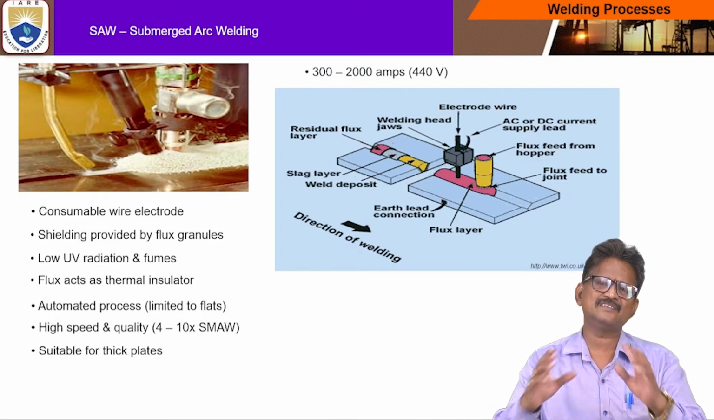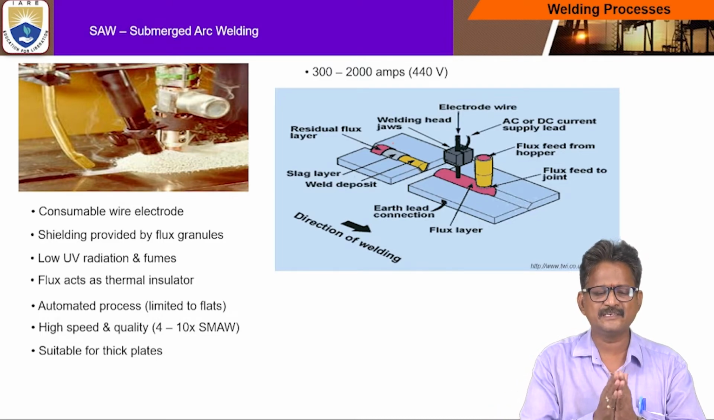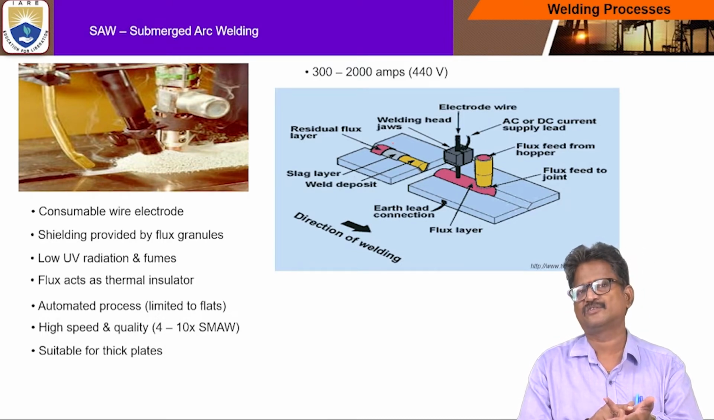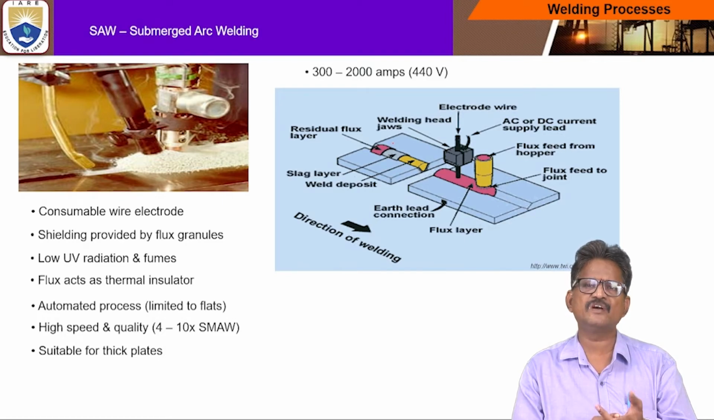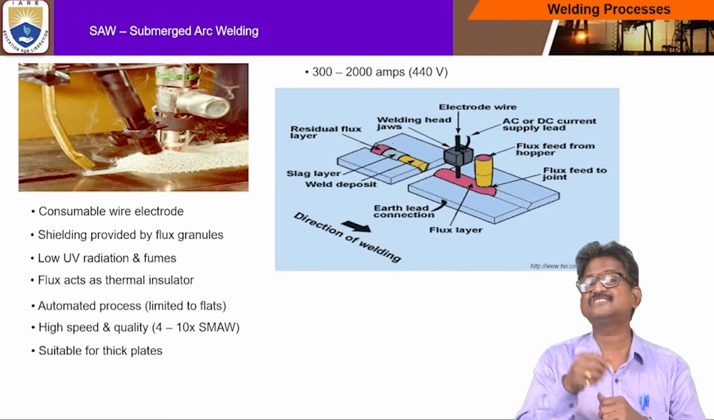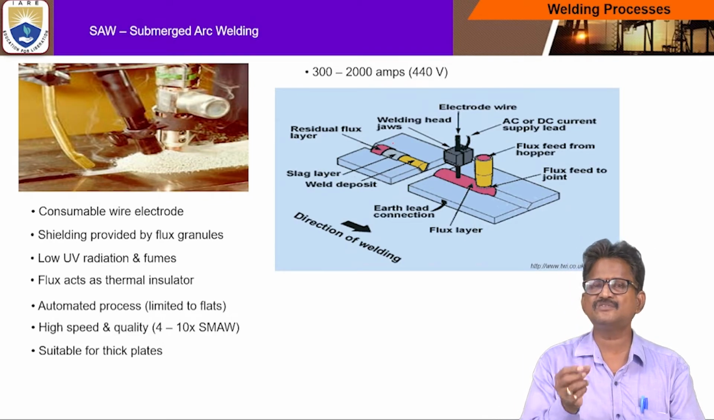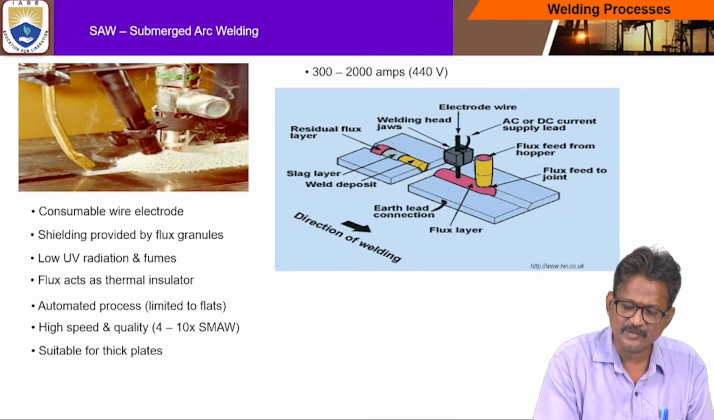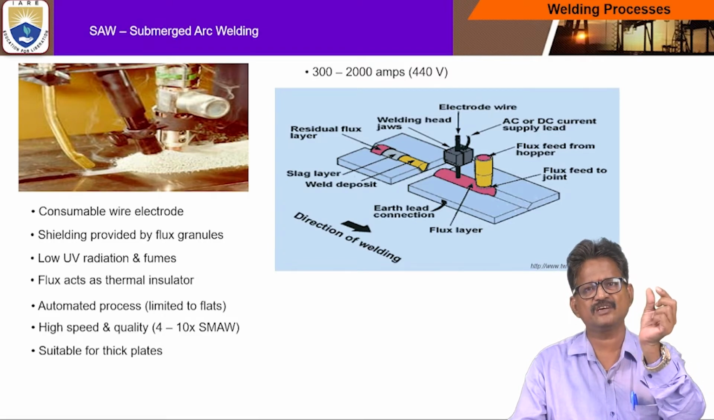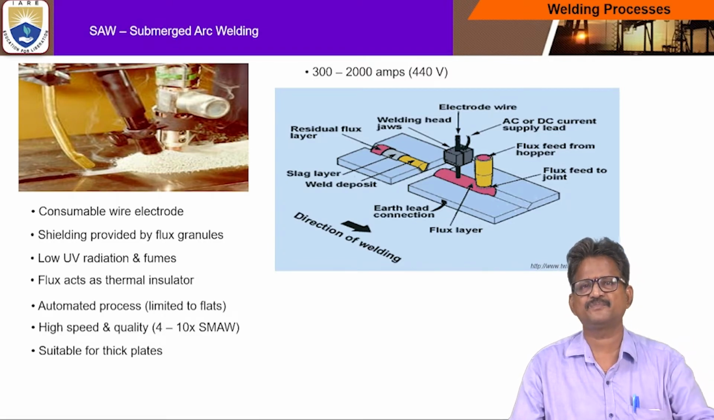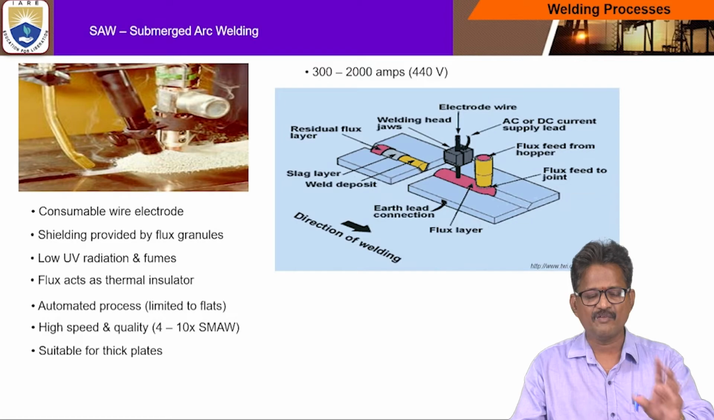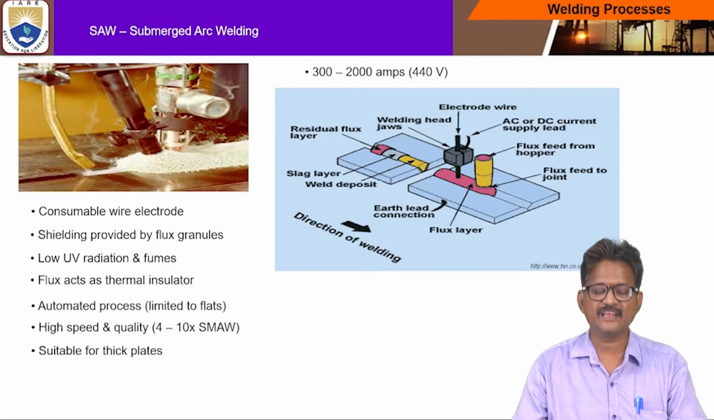So, the main advantages and major points related to submerged arc welding. Here a consumable wire electrode can be used, and the shielding is provided by flux granules. You can see the material is in granule shape, in different shapes like square or hexagonal, so that the shielding is provided by these flux granules.